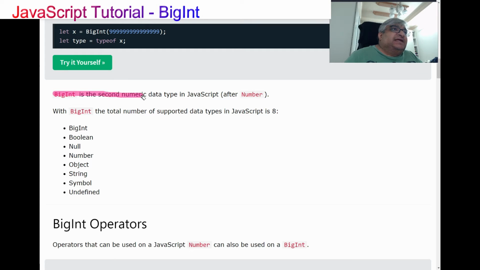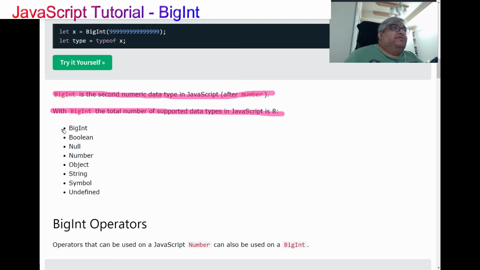BigInt is the second numeric data type in JavaScript after number. With BigInt, the total number of supported data types in JavaScript reaches 8. Okay, right? Keep remembering this. There used to be 7 data types in JavaScript. Now we have the 8th data type in JavaScript. So now in total we have 8 data types in JavaScript.